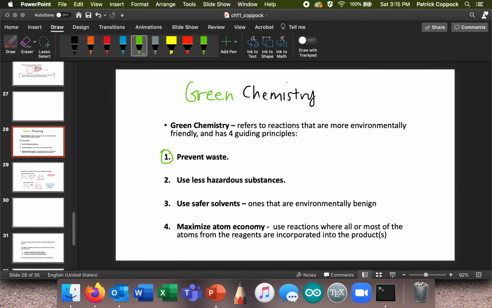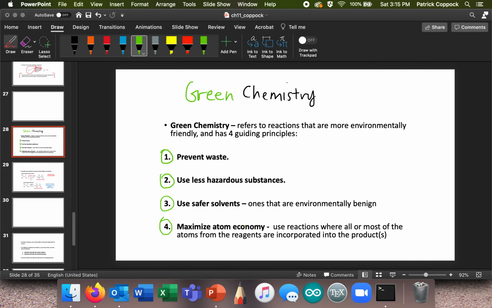Prevent waste, so you don't just keep running water, or you don't make more than you need. It's nice to have small amounts of stuff that's minimal, and you just prevent waste, of course. Number two, you use less hazardous substances whenever possible. Number three, use safer solvents as much as we can. And then four, you maximize atom economy.